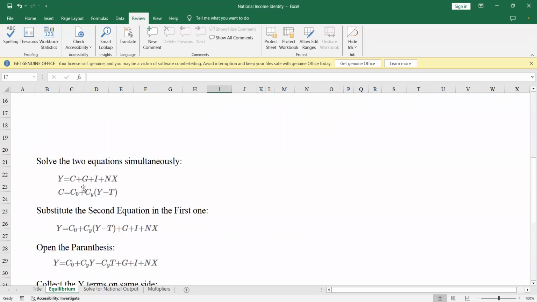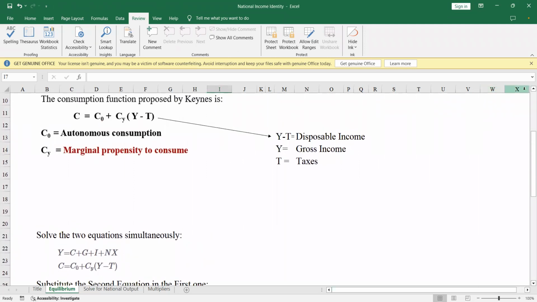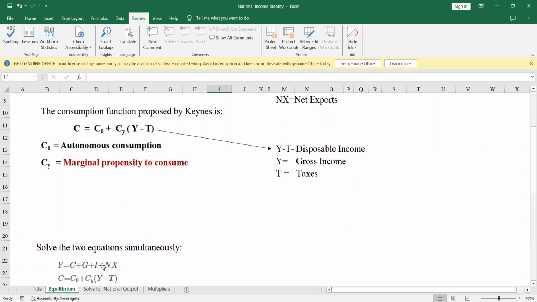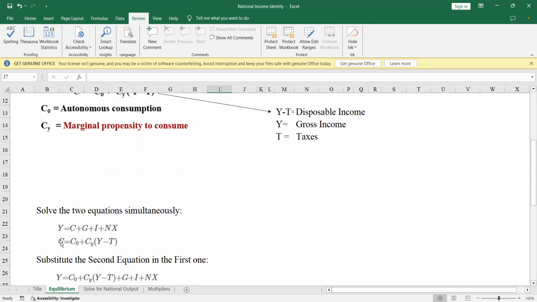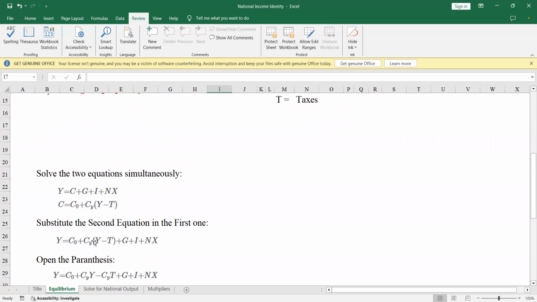So what we are going to do is solve the two equations simultaneously. Y is equal to C plus G plus I plus NX, and C is equal to C naught plus CY, marginal propensity to consume, times Y minus T. Notice both the equations have Y. So in the first step, I'll take the second equation and substitute it into the first equation. In the first equation, Y is equal to C plus G plus I plus NX, I've substituted the C part. So it becomes Y is equal to C naught, the autonomous consumption, plus the marginal propensity to consume times the disposable income, plus G plus I plus NX. In the next step, open the parentheses. So CY is multiplied by Y as well as CY is multiplied by T.